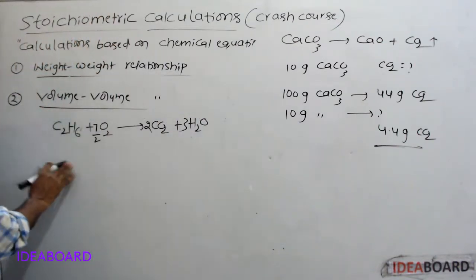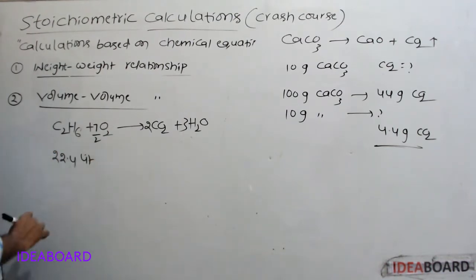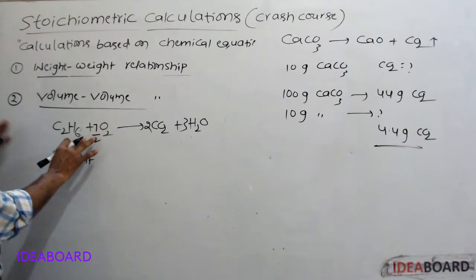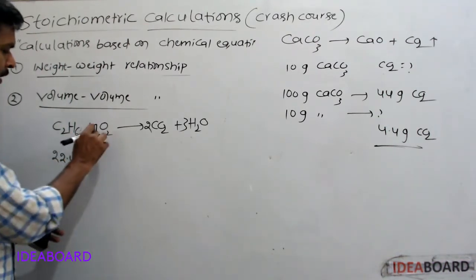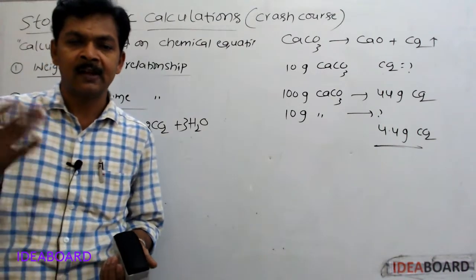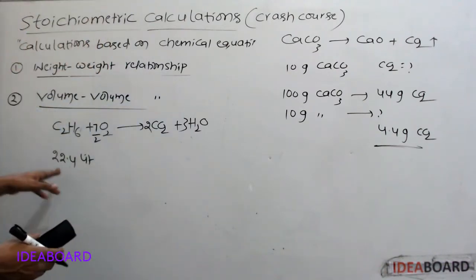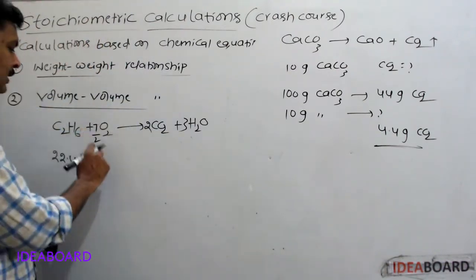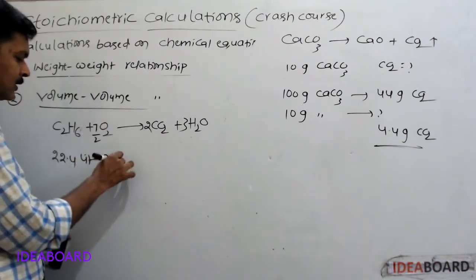Volume relationship. 22.4 liters of ethane. 1 mole of ethane means 22.4 liters. 7 by 2 moles of oxygen. We know that 1 mole of any gas at STP occupies 22.4 liters. 1 mole of ethane means 22.4 liters. 7 by 2 moles of oxygen means 3.5 moles of oxygen.